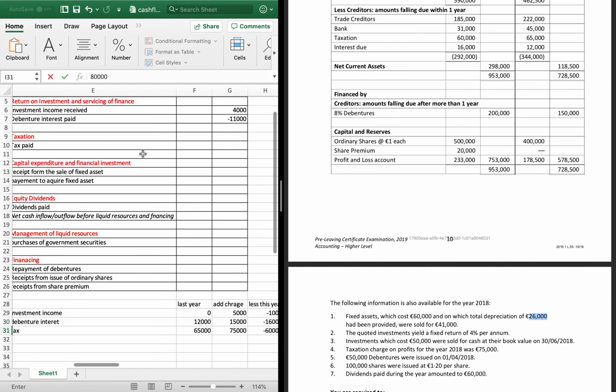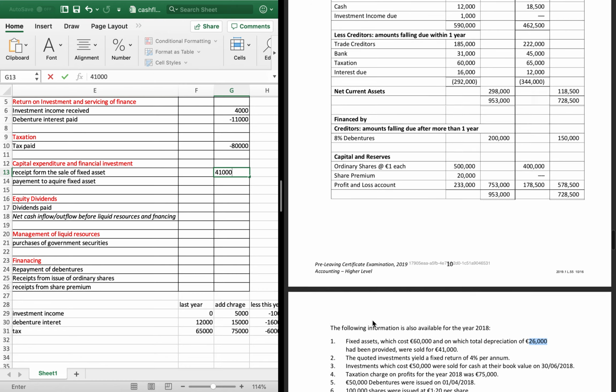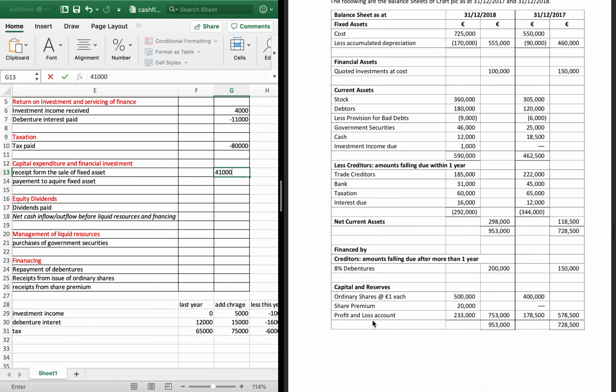So our taxation paid is 80,000. Right, the receipt from the sale of fixed assets, straightforward enough, tells us 41,000. That's how much we got for them. Did we buy any fixed asset? Well, we did, because fixed assets have gone up.